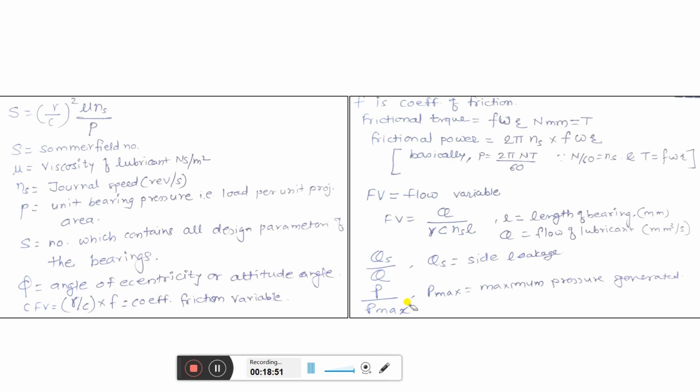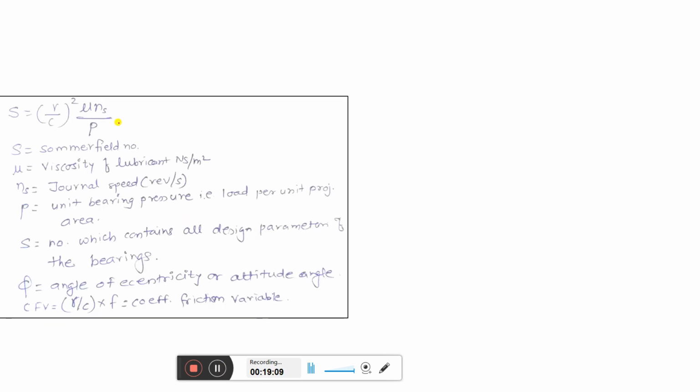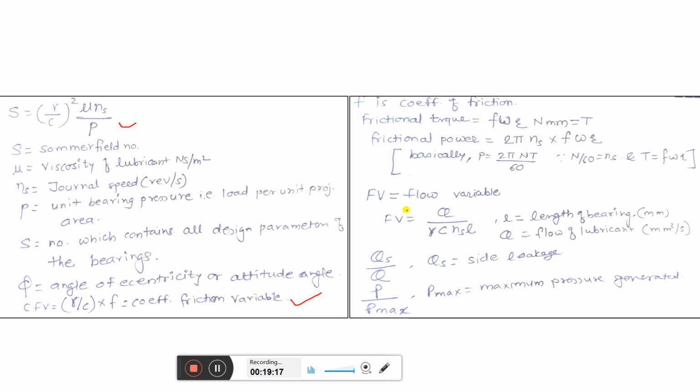So we can figure out how many dimensionless numbers we have seen up till now. Again I will revise in short. First one we have seen is epsilon, that is eccentricity ratio. Second we have seen h0 by c. Next we have seen Sommerfeld number. Next we have seen coefficient of friction variable. Next we have seen flow variable. Next is Qs by Q, and next p upon pmax. So note down all these dimensionless parameters. Those are very crucial while solving the numericals.